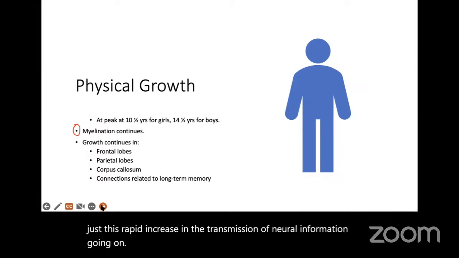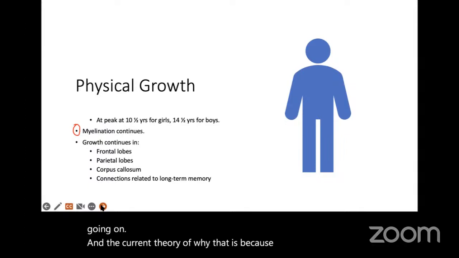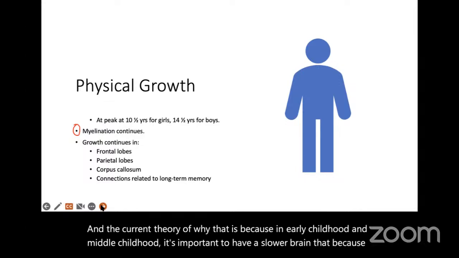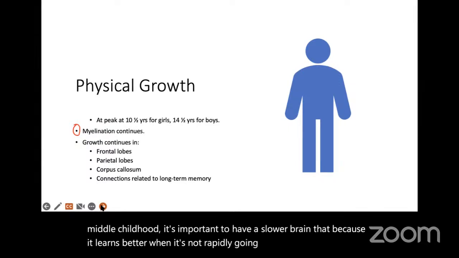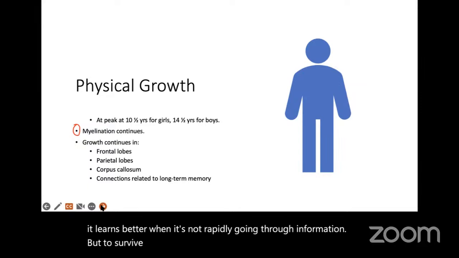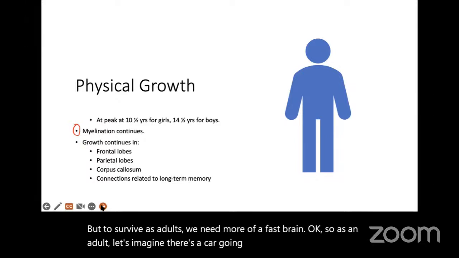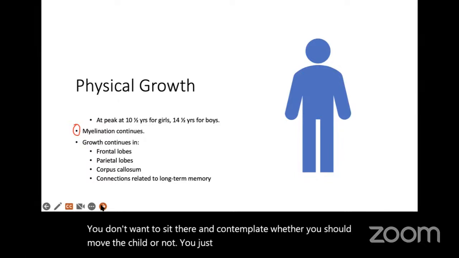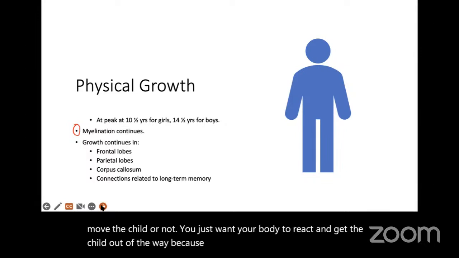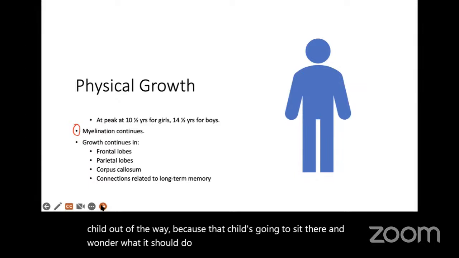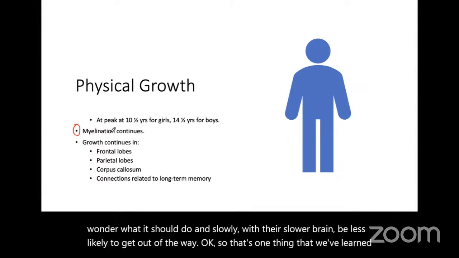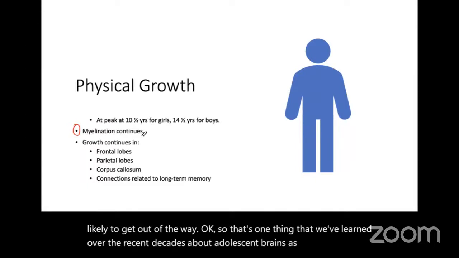And the current theory of why that is, is that in early childhood and middle childhood, it's important to have a slower brain because it learns better when it's not rapidly going through information. But to survive as adults, we need more of a fast brain. Okay. So, as an adult, let's imagine there's a car going at your child who's 5 years old. You don't want to sit there and contemplate whether you should move the child or not. You just want your body to react and get the child out of the way, because that child is going to sit there and wonder what it should do, and slowly, with their slower brain, be less likely to get out of the way. Okay. So that's one thing that we've learned over the recent decades about adolescent brains, is they tend to rapidly go much quicker.